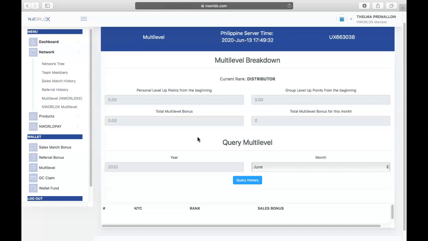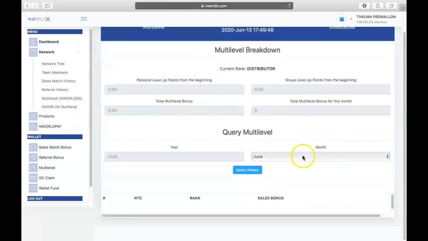Same with NworldX multi-level. In the NworldX multi-level breakdown, you can also find the personal level up points from the beginning, group level up points from the beginning, the total multi-level bonus, and the total multi-level bonus for this month. You can also sort it based on month. So this is your NworldX multi-level.